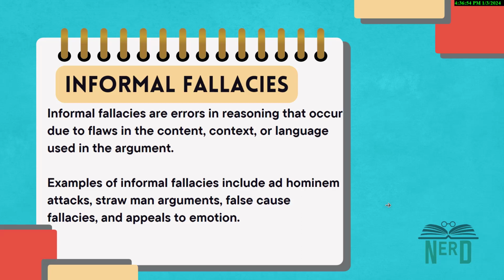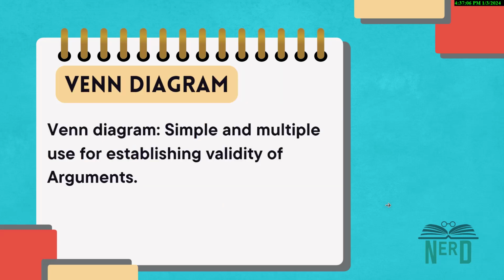And what is an informal fallacy? It is errors in reasoning that occur due to flaws in the content, context, or language used in the argument. And we'll also talk about the Venn diagram, very important, and sometimes they ask questions based on that also. We'll also talk about simple and multiple use for establishing validity of arguments. It will have another session.